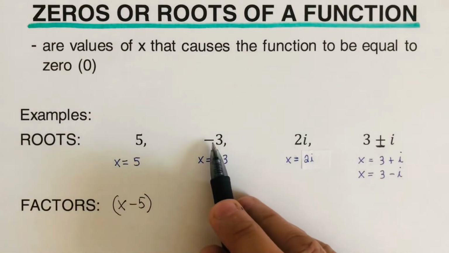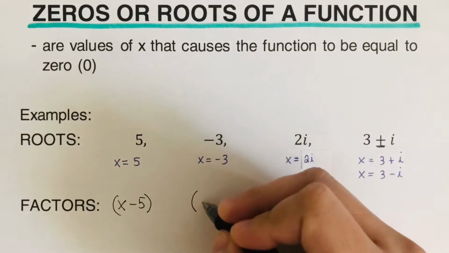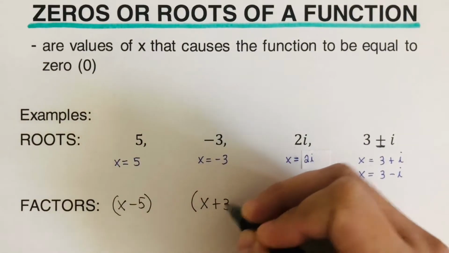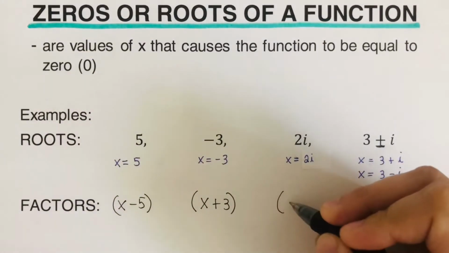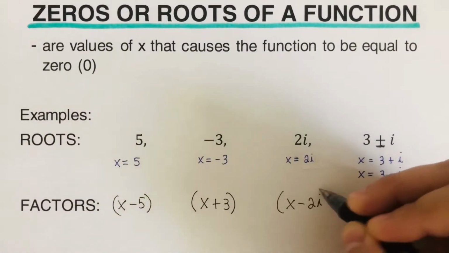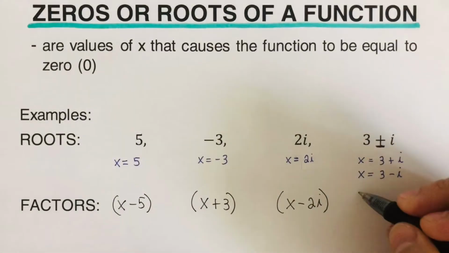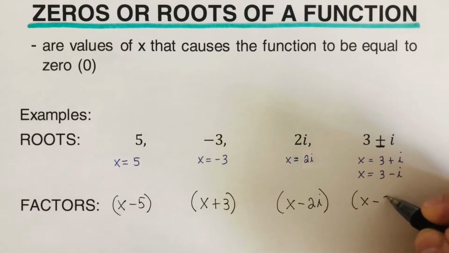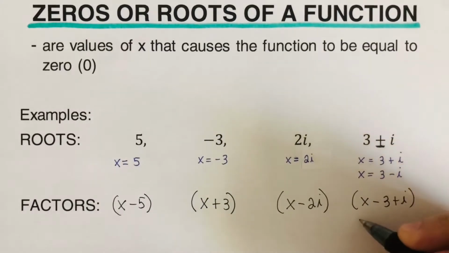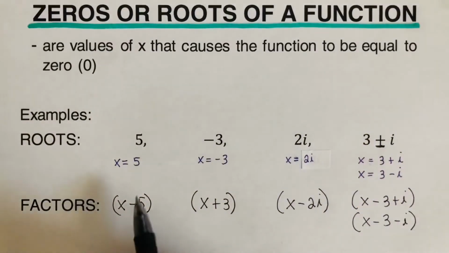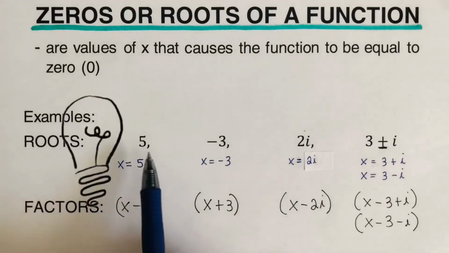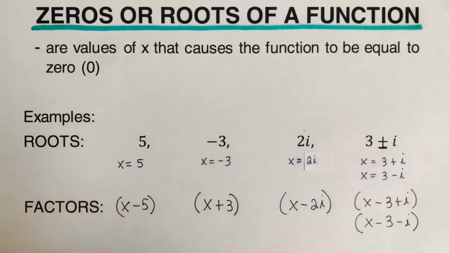In this next root, we can write this as x plus 3. This one can be written as x minus 2i. And this one in factored form, we can write as x minus (3 plus i), and the other one is x minus (3 minus i). So this is how we change the roots into factored form. The trick is, if we are given the roots in either of these notations, all we need to do is switch the sign of the root, put it next to the x, and put these two binomials inside parentheses.